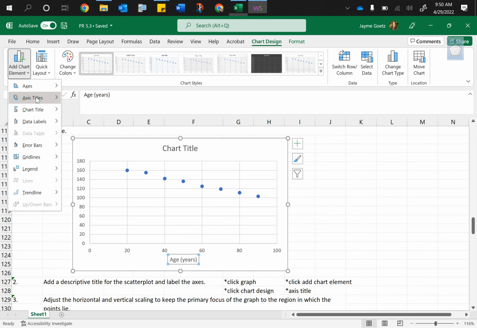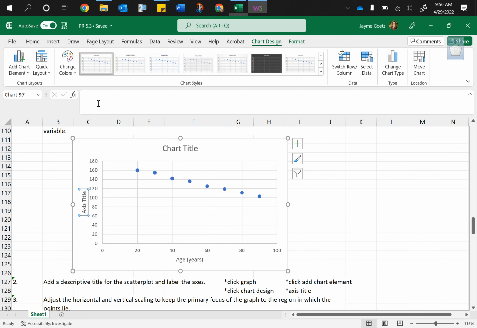Then we're going to do it again. Add Chart Element. This time it's the primary vertical. And if you guys watch this, I'm going to show you a little trick. When you click on primary vertical, you can automatically start typing in the formula bar and it'll change it for you. So what does the vertical axis represent?